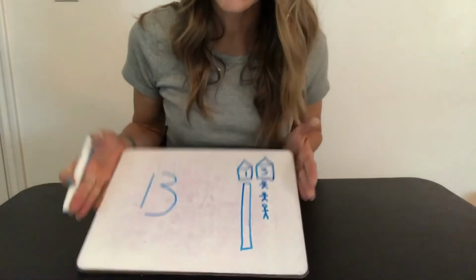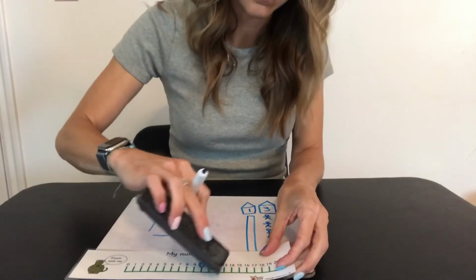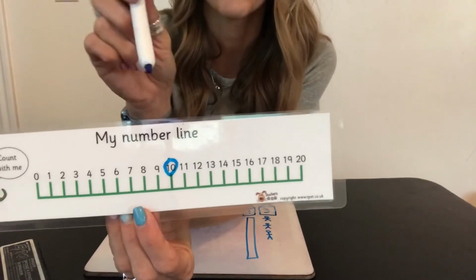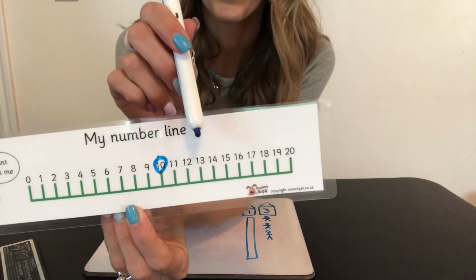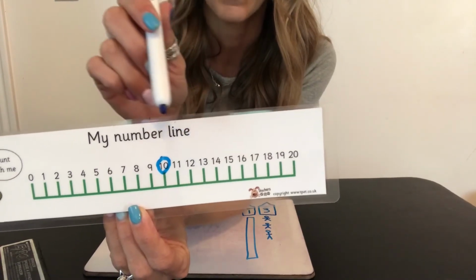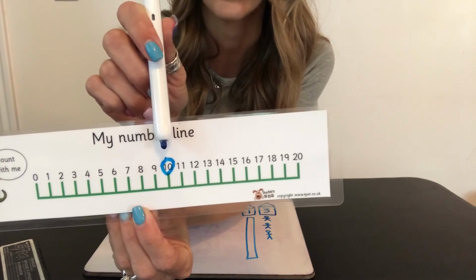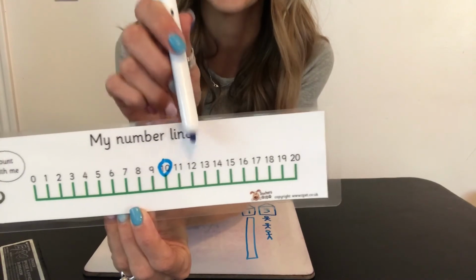13. So let's count the numbers past 10 and see if we can find 13. Here we go. We have 10, 11, 12, 13. Do you see that 1 and that 3? That's 13. That means we had one house that was full of kids. 10 kids fit in that house. Then we added 3 more and we have 13 kids.